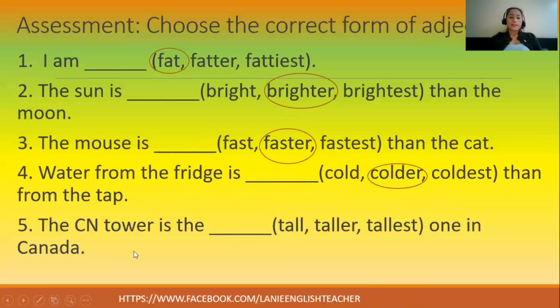Number 5, the last number. The CN tower is the blank one in Canada. So there, take note, the word the precedes the adjective. Which of these is in superlative form? Tall, taller, tallest. The correct answer is tallest. It must be in superlative form, the tallest. The CN tower is the tallest one in Canada.